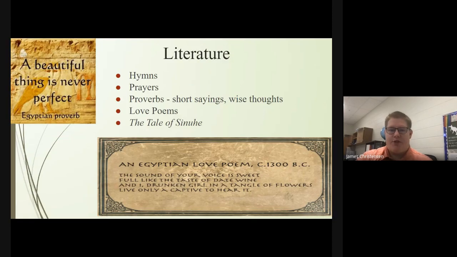Now, when it comes to literature, they used a lot of things, such as hymns, prayers, proverbs, or short sayings with wise thoughts, one of which being, "A beautiful thing is never perfect," which I think is actually a pretty good proverb to know. They also did a lot of love poems.